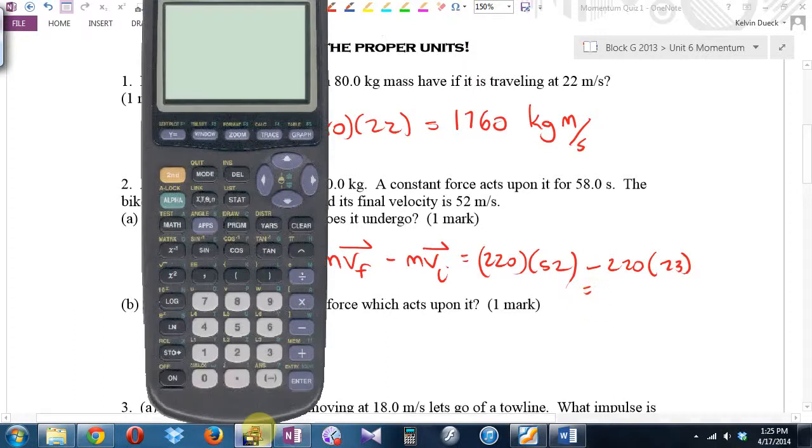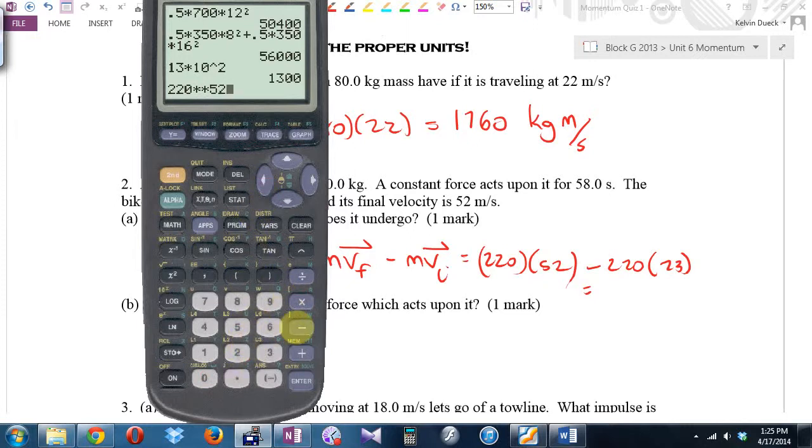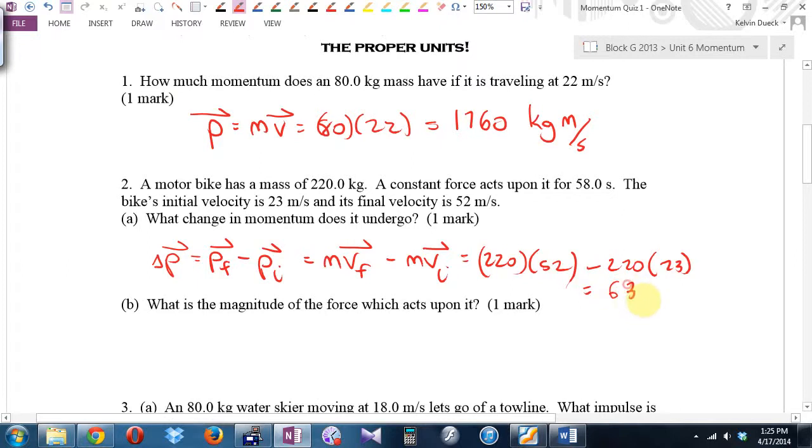Looks like the change in momentum is going to be 220 minus 50, minus times, I didn't do times, I said it wrong though. 52 minus 220 times 23. I got two timeses in there. That's going to be a syntax error. Delete. Do you get 6,380? Yep. 6,380 kilogram meters per second.